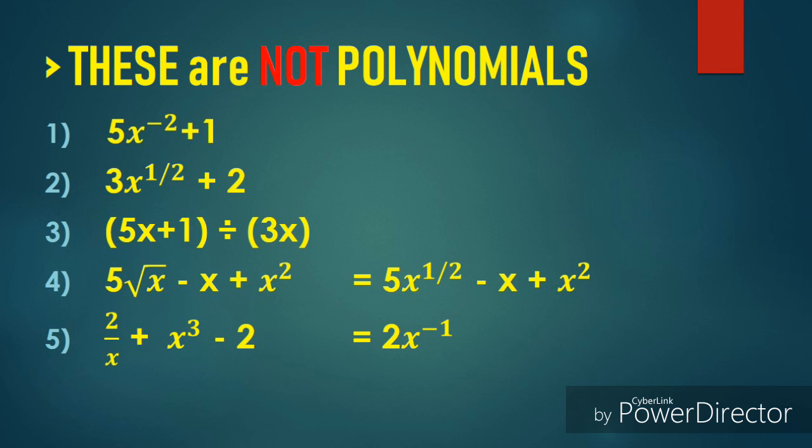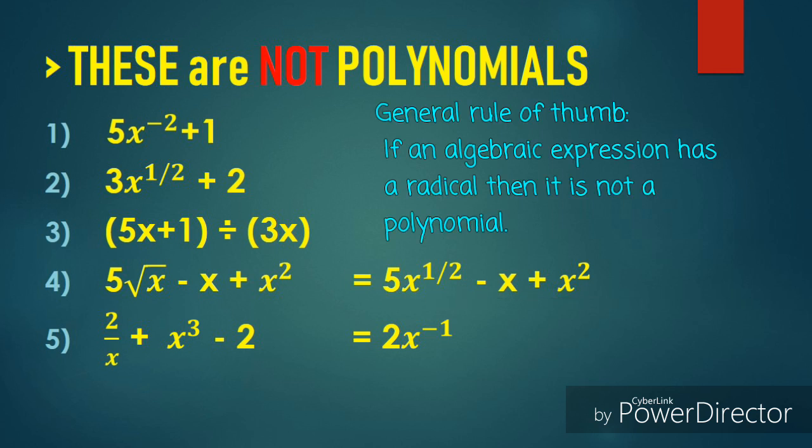Next is number 4, 5 square root of x minus x plus x squared. To see why the fourth example isn't a polynomial, look at the right side, which is 5x raised to 1/2 minus x plus x squared. By converting the root to exponent form, we see that there is a rational root in the algebraic expression. As a general rule of thumb, kapag yung algebraic expression ay may radical, then hindi siya polynomial.